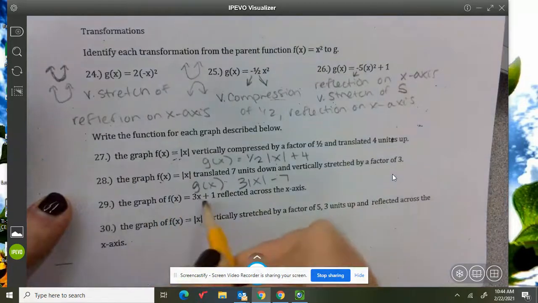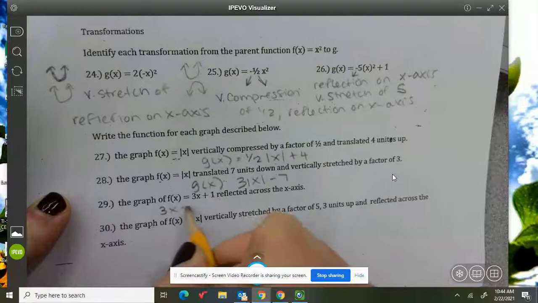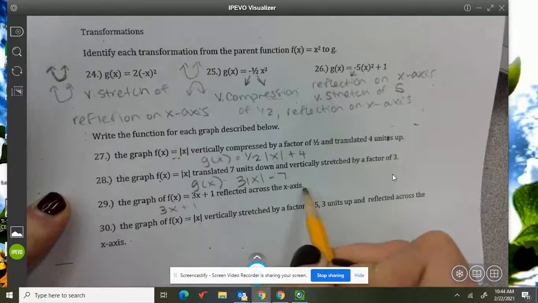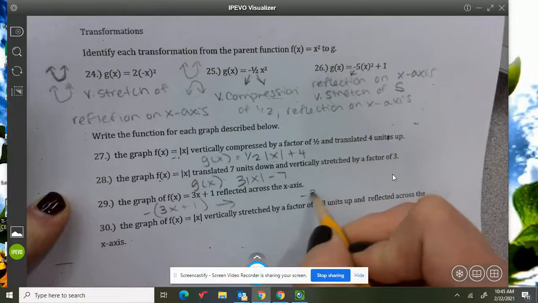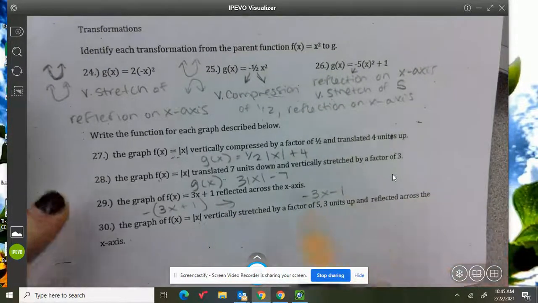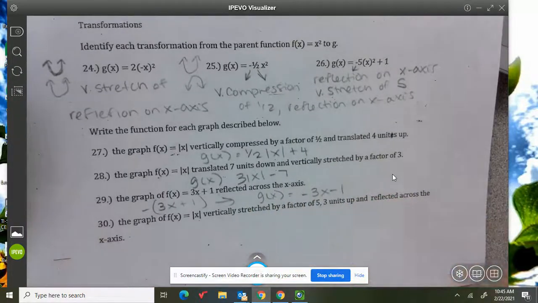Here, we're starting with 3x plus 1. We're not starting with just x. We're starting with 3x plus 1. If I were to reflect across the x-axis, I'm negating the whole thing. So that's why this one's a little bit different, because we're starting with a whole function besides just x. And we're negating the whole thing.